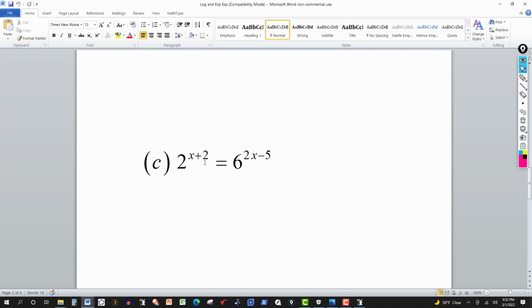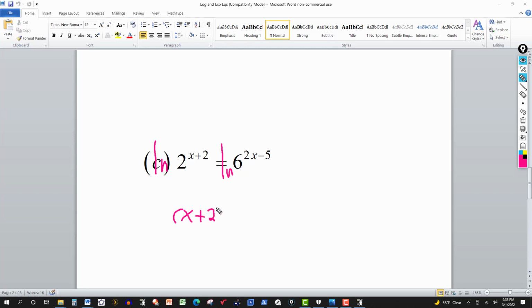2 to the x plus 2 equal to 6 to the 2x minus 5. So again, this one, I'm going to take the natural log of both sides. To save some time here, instead of rewriting this thing again, I'm going to say take natural log of this side and then natural log of this side. So I have natural log of 2 to this power on the left side, natural log of 6 to this power on the right.